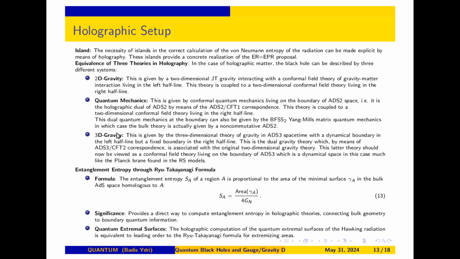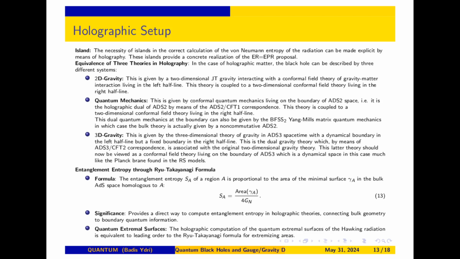3D gravity. This is given by the three-dimensional theory of gravity in AdS3 spacetime, with a dynamical boundary in the left half-line, but a fixed boundary in the right half-line. This is the dual gravity theory, which by means of the AdS3/CFT2 correspondence is associated with the original two-dimensional gravity theory. This latter theory should now be viewed as a conformal field theory living on the boundary of AdS3, which is a dynamical space in this case, much like the Planck brane found in the RS models.